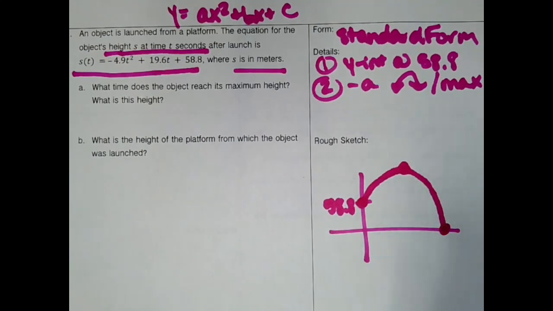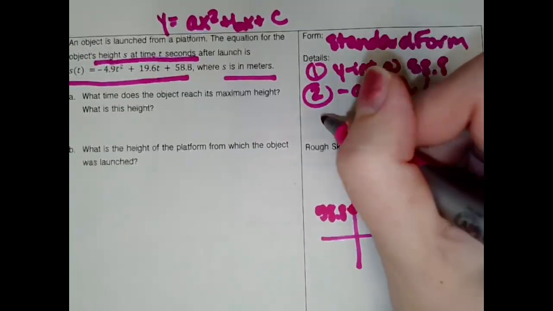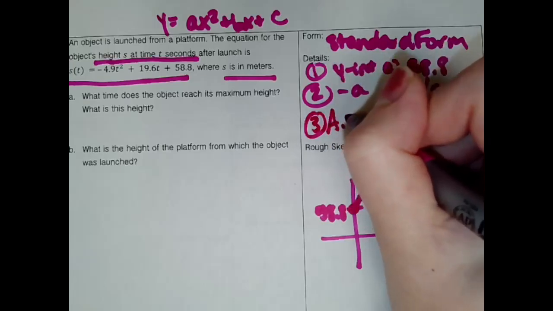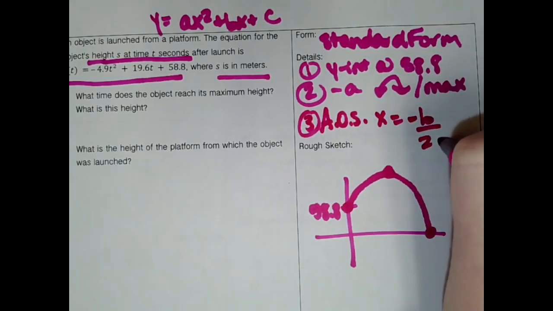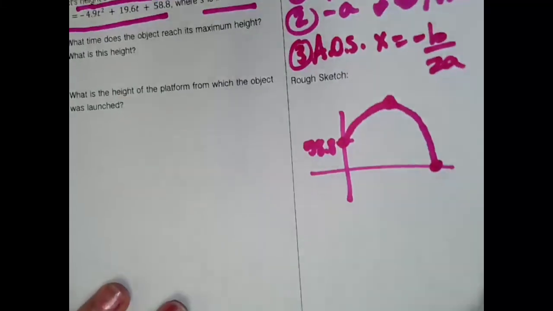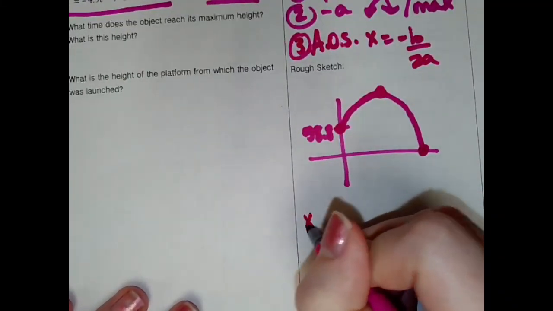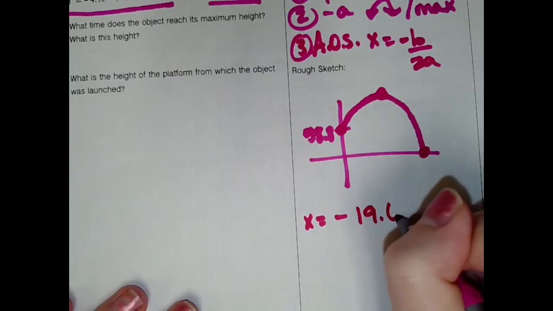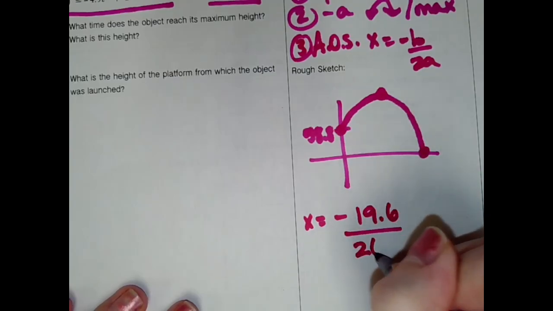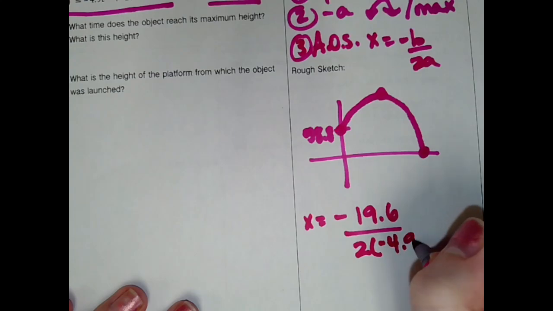If I want to fill out more information, I can easily solve for it. Standard form, I know I could get the axis of symmetry using x equals negative b over 2a. So I'm going to do that solving down here. X equals negative, b was 19.6 divided by 2 times negative 4.9.